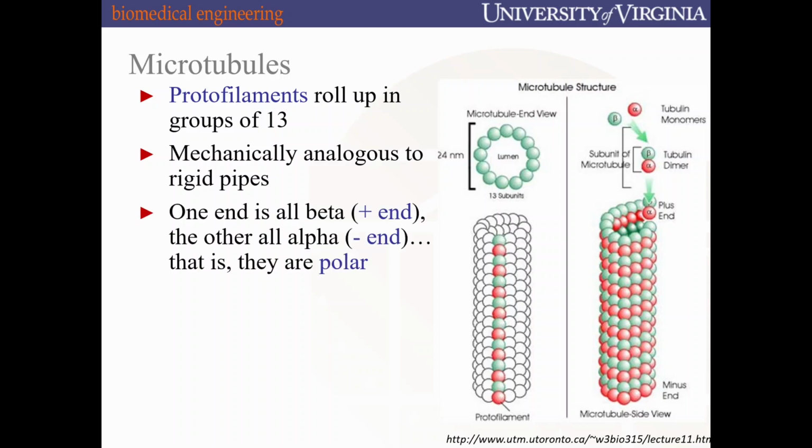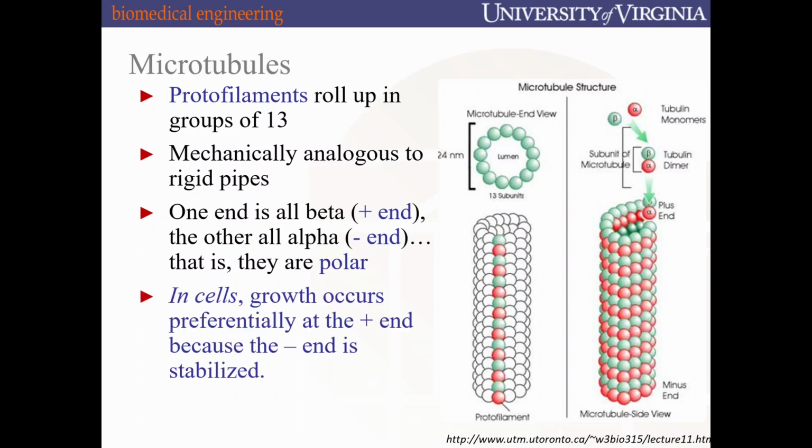One very important aspect to microtubule structure, as you can see here, is that the entire filament has a polarity that comes from the alpha-beta heterodimers. One end is all beta, which we refer to as the plus end, and the other end is all alpha, which we refer to as the minus end. There are a couple important functional consequences for this polarity. The first is that when the microtubule filaments are polymerizing, like we just saw in that last movie, growth occurs preferentially at the plus end. This is because the minus end is stabilized and blocked, which I'll talk about more in the second half of the lecture.